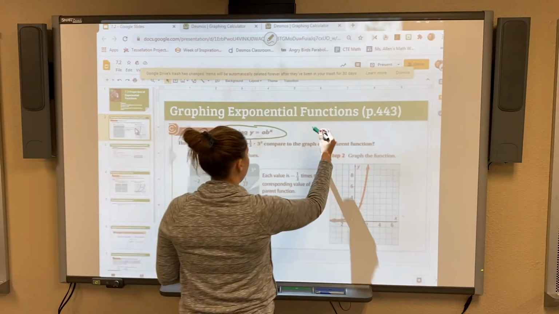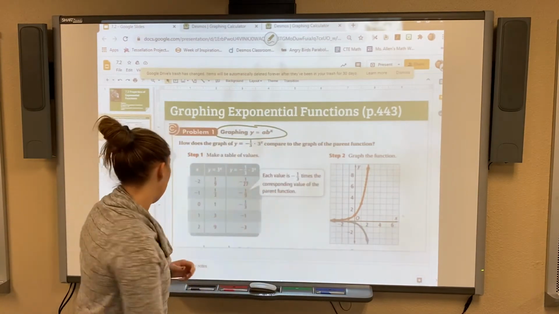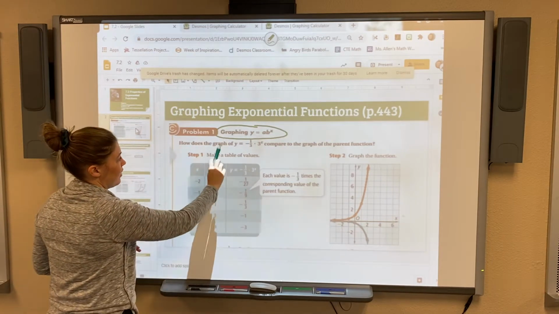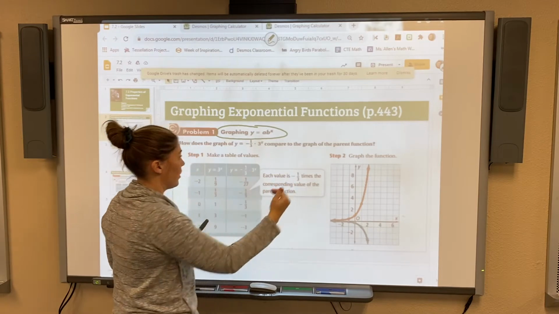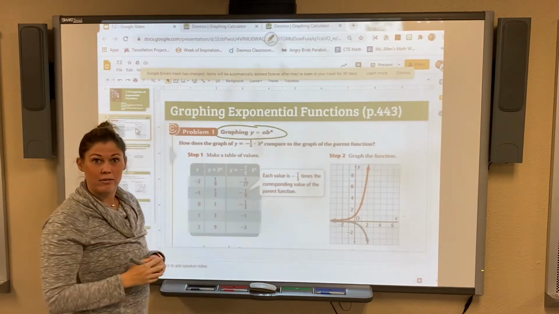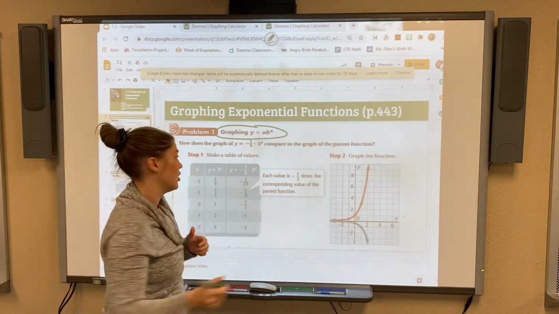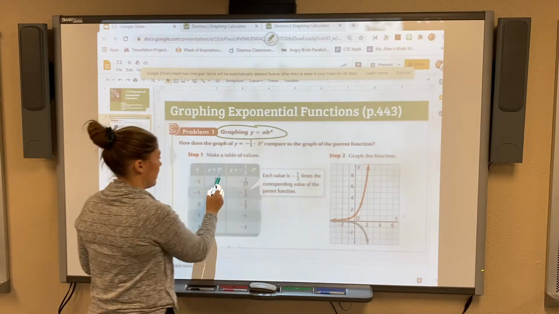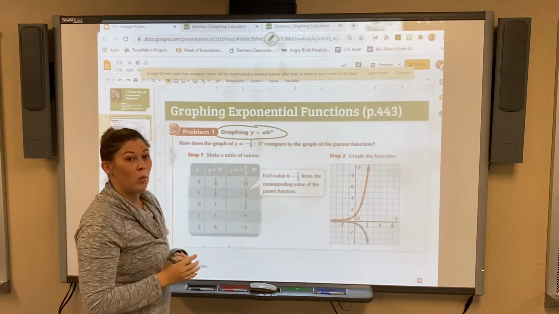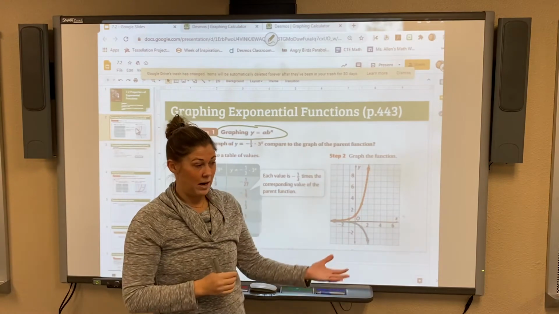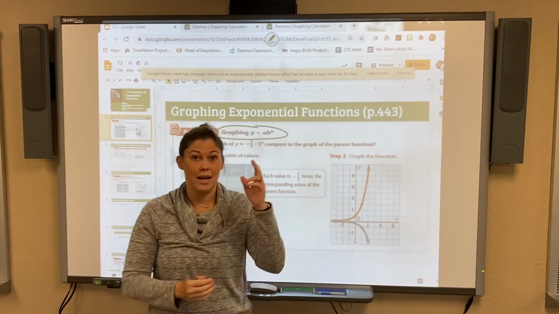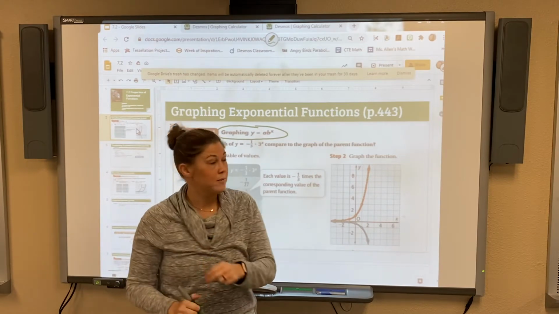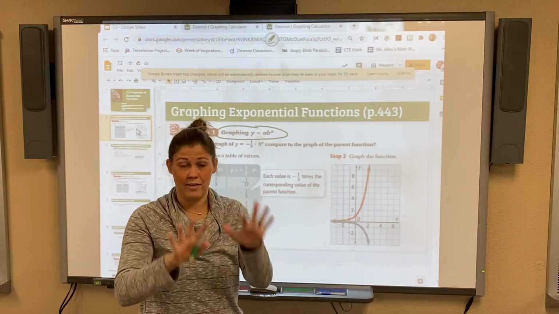We know that our parent function is y equals b to the x power. So if it says, what is the graph of y equals negative 1/3 times 3 to the x power, we're comparing it to the graph of the parent function. So for this, our parent function would be y equals 3 to the x power. Okay, so what's different between y equals 3 to the x power and y equals negative 1/3 times 3 to the x power is that negative and then the 1/3. Two different things that affect our graph.